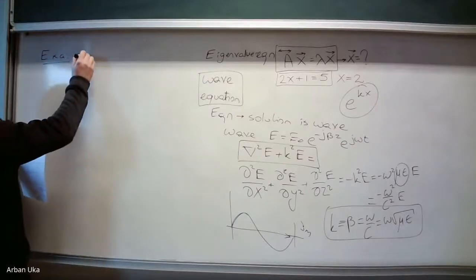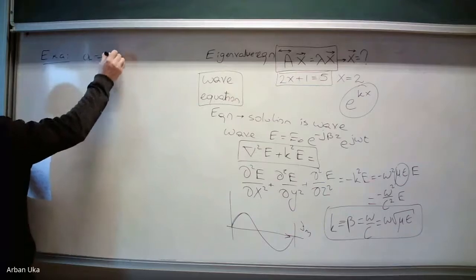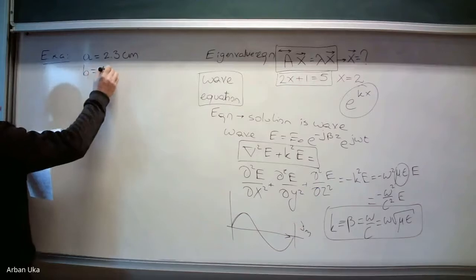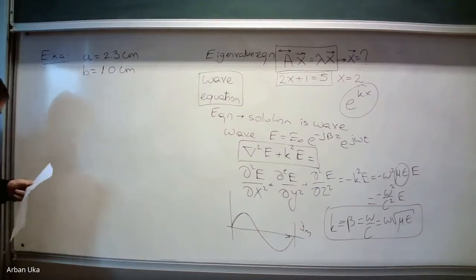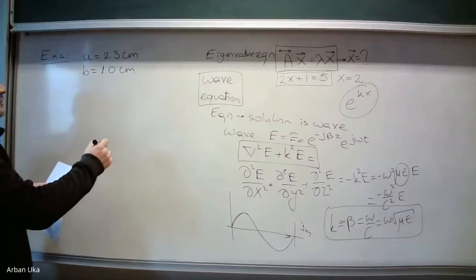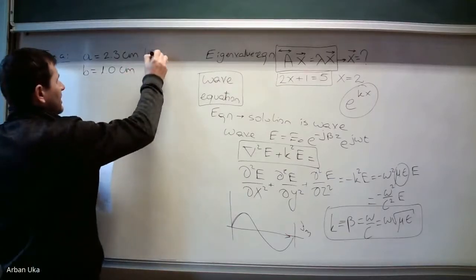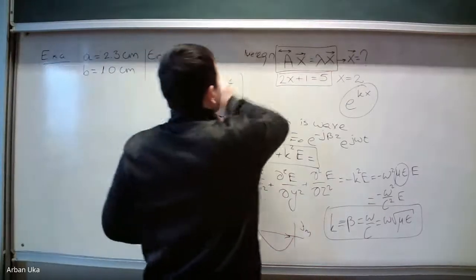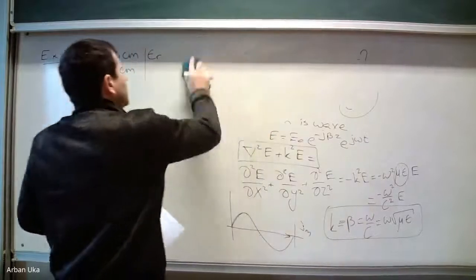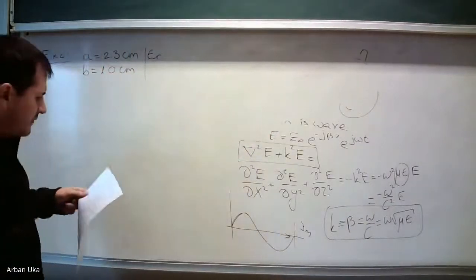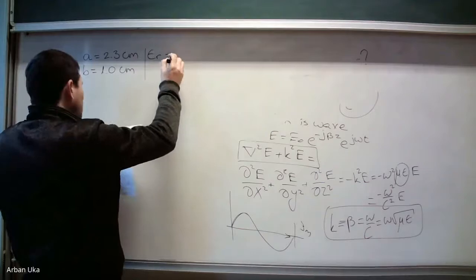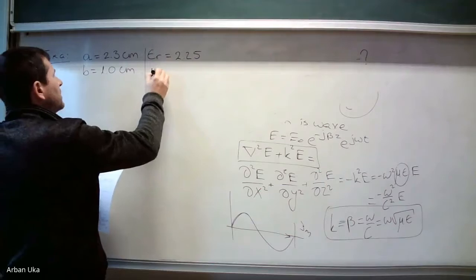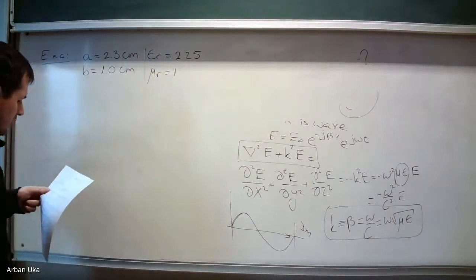We have a rectangular waveguide, and the parameters which are given: we have an A, which is 2.3 centimeters, and a B, which is 1.0 centimeters. The medium inside this waveguide is not air, but some dielectric, which is described by a relative permittivity of 2.25, and a relative permeability equal to 1.